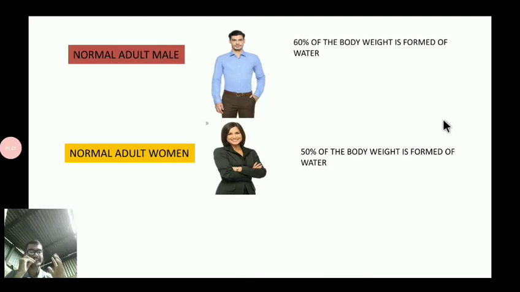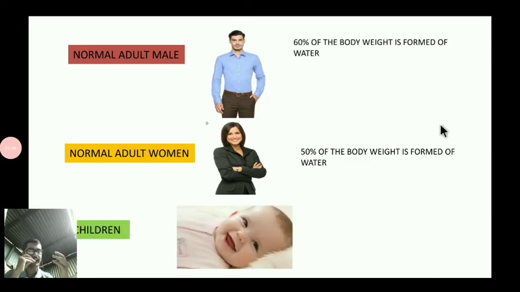Now, if we take a child, we will find that the total body water is approximately 70% of total body weight, which is very much higher than the amount of water present in an adult male or adult woman. That means a child with 100 kg of weight would have 70 liters of water. Anyway, a child of 2 to 3 years old does not have 100 kg of body weight. If we consider that he or she has 10 kg of body weight, the water present in his or her body will be 7 liters.